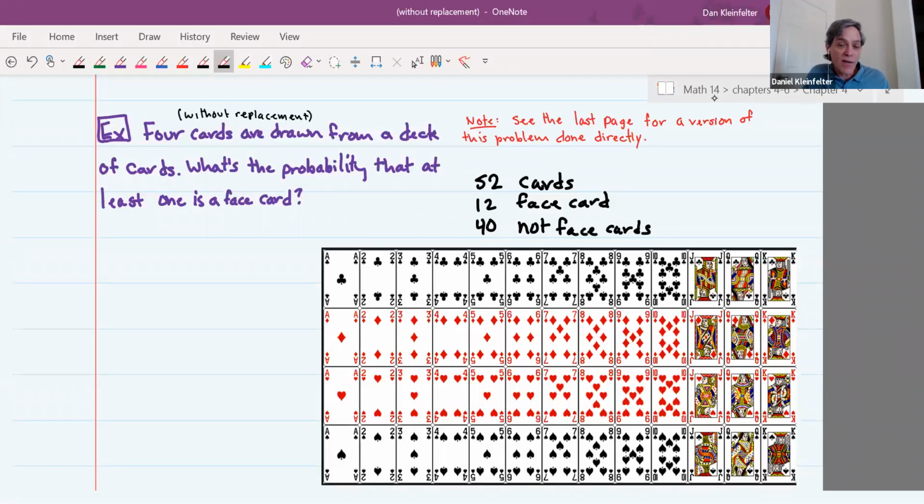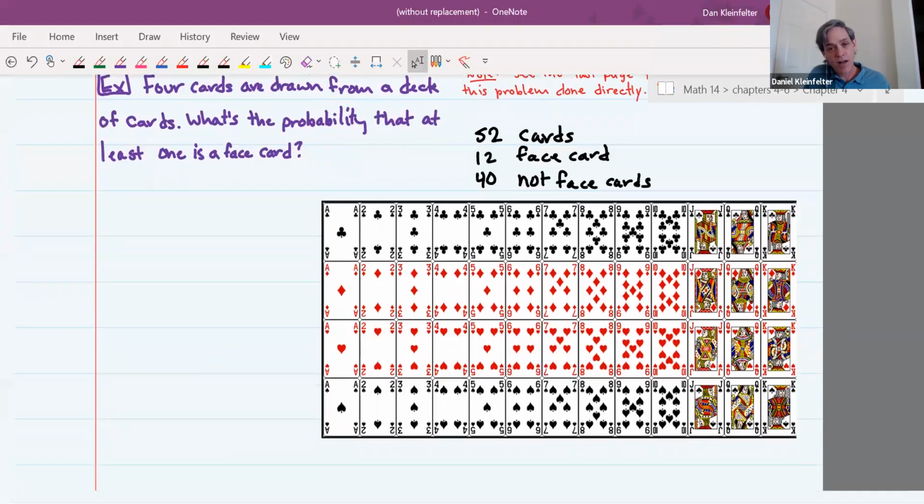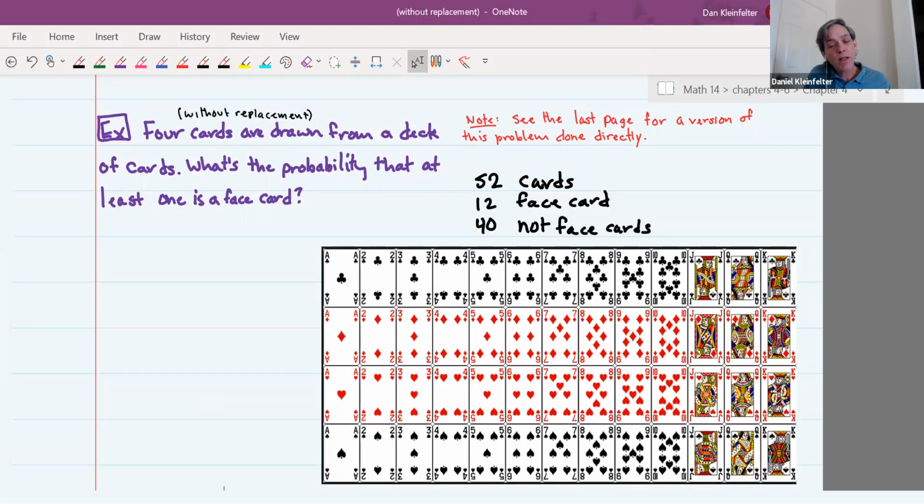All right, so here's another example where we're going to use the complements rule. In this situation, it involves cards. I've got a picture of the deck of cards in the notes for your reference. Here we're going to draw 4 cards from this deck, and we're going to do the drawing without replacement. So we've got a pile of cards here. We're just going to pick one card after another. We're going to do that 4 times.